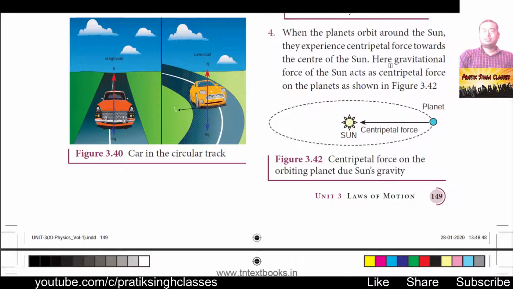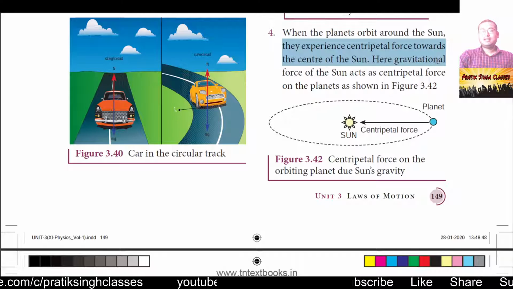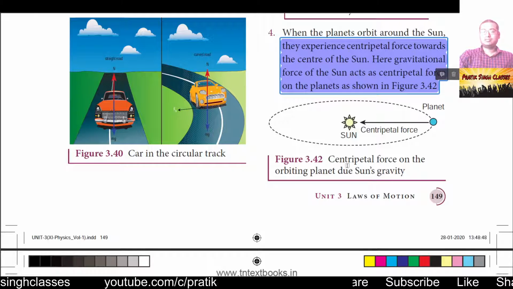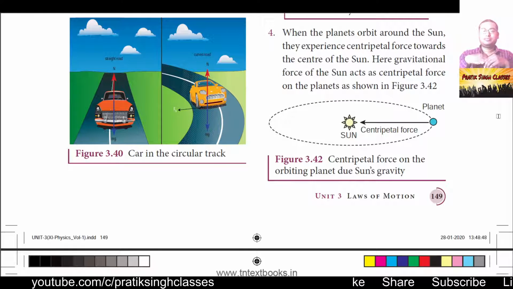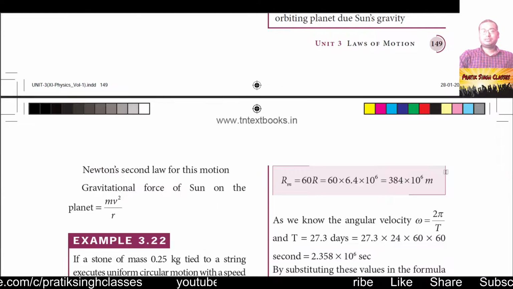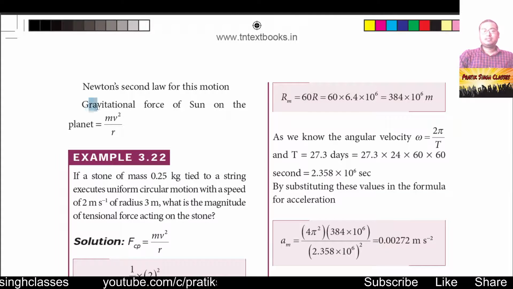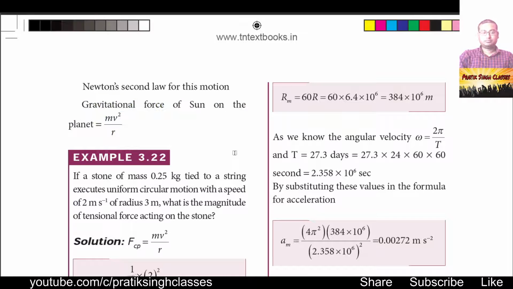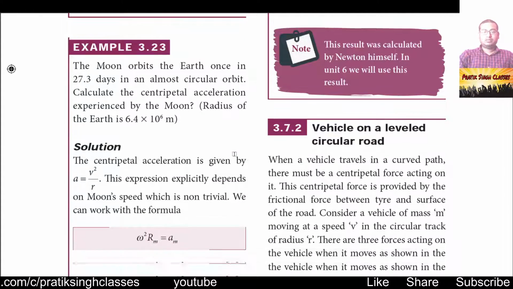When the planets orbit around the sun, they experience centripetal force towards the center of the sun. Here, the gravitational force of the sun acts as the centripetal force on the planet, as shown in this figure 3.42. So here we have seen that centripetal force may be tensional force, frictional force, or gravitational force. It is not any other kind of force. Newton's second law for this motion is given by: gravitational force of the sun on the planet is equal to mv square by r. Okay, so I hope you have understood all these things.